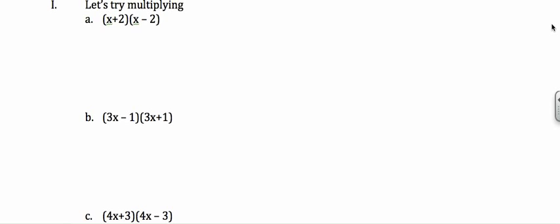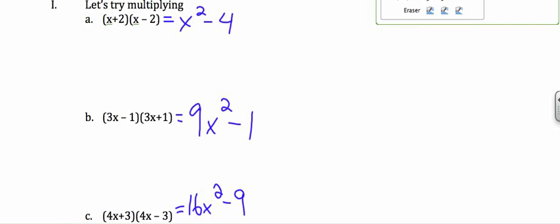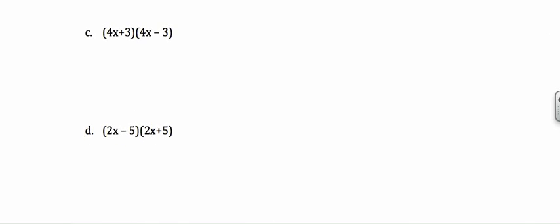Okay, welcome back. I am not going to show all of the work here because at this point I'm assuming you can multiply two binomials. So if you messed up on something here, check your work with a friend or come see me if you're having lots of trouble. So this one, after you simplified, you should have gotten x squared minus 4. This one, you should have gotten 9x squared minus 1. The next one down, you should have gotten 16x squared minus 9. And the last one, you should have gotten 4x squared minus 25.